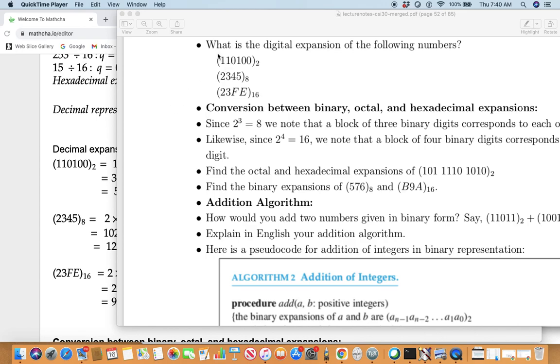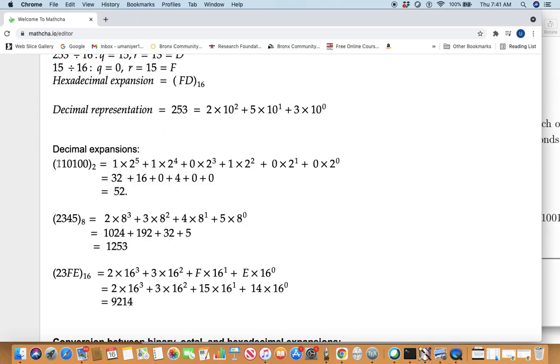Welcome back. What is the digital expansion of the following numbers? We have a number given in base 2. We have a number given in base 8. We have a number given in base 16. You want to understand these numbers in digital expansion or decimal expansion. How do we go about this?